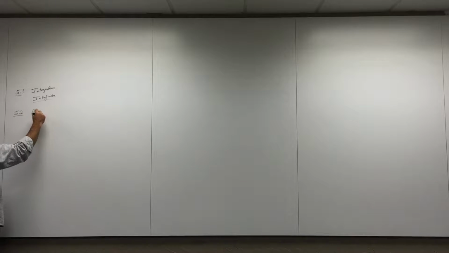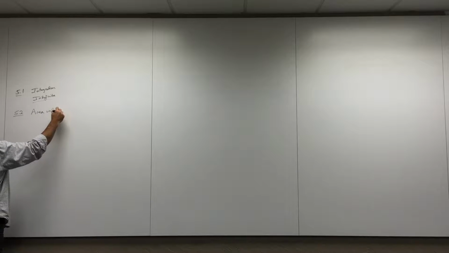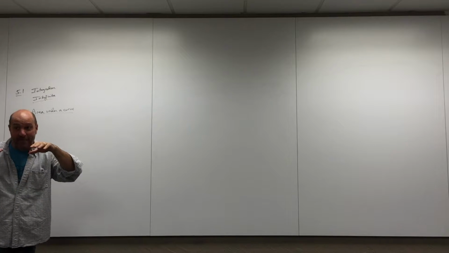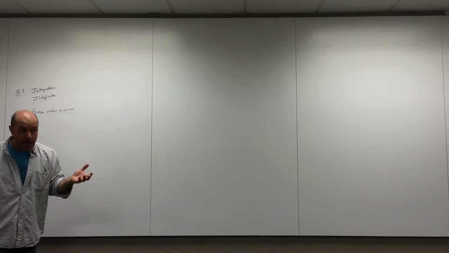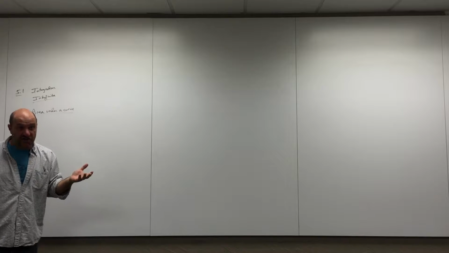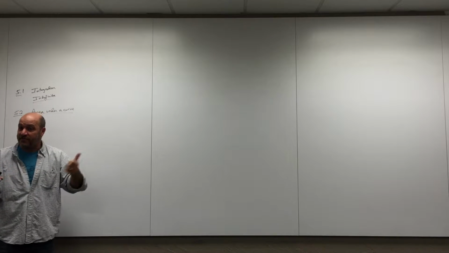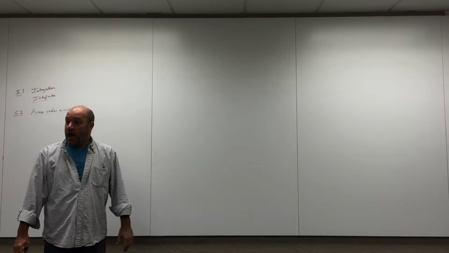In 5.2, we did area under a curve, which seemed like an unrelated idea. We're adding up rectangles. And we added up inscribed, circumscribed, middle scribed rectangles. And my homework wants you to do some of that. The homework problems I assigned in 5.2 ask you to do that.